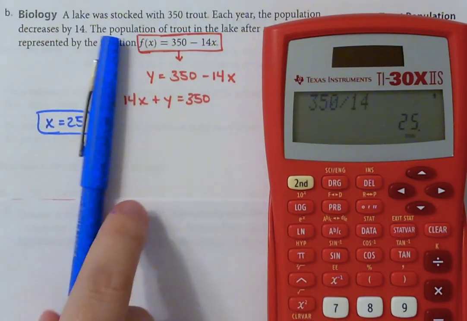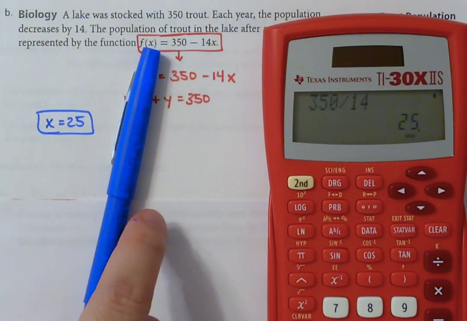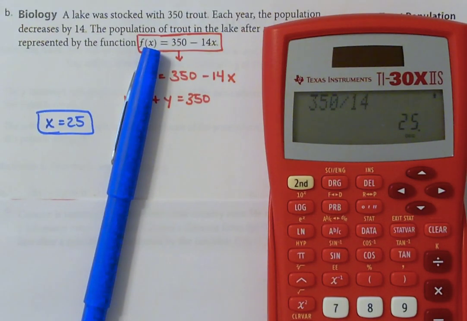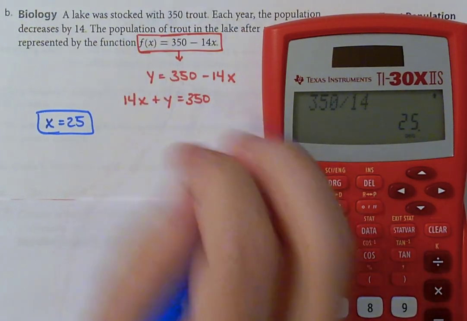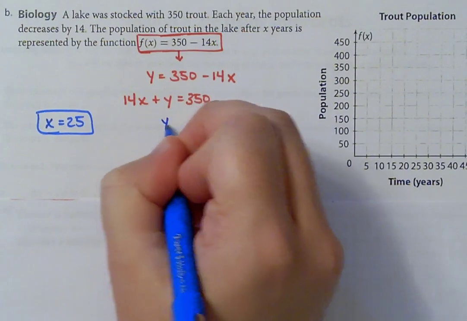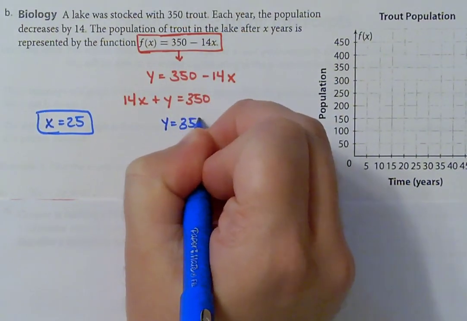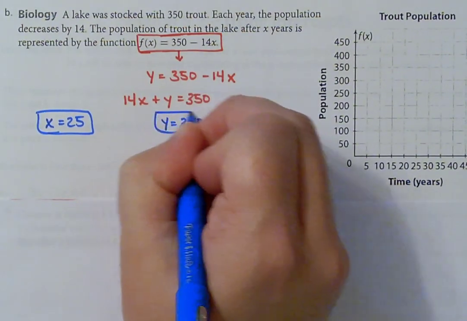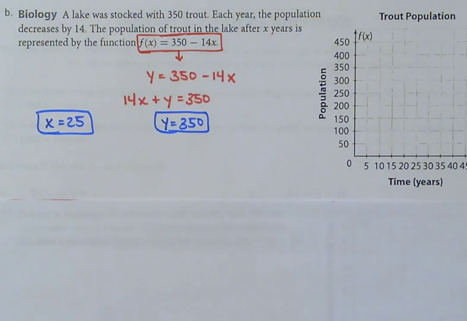And then if I cover up my x values to figure out my y-intercept, I have y equals 350. Again, there's no number in front of y, so that means my y-intercept is 350. So y equals 350. All right, so I've identified my x and y intercepts.